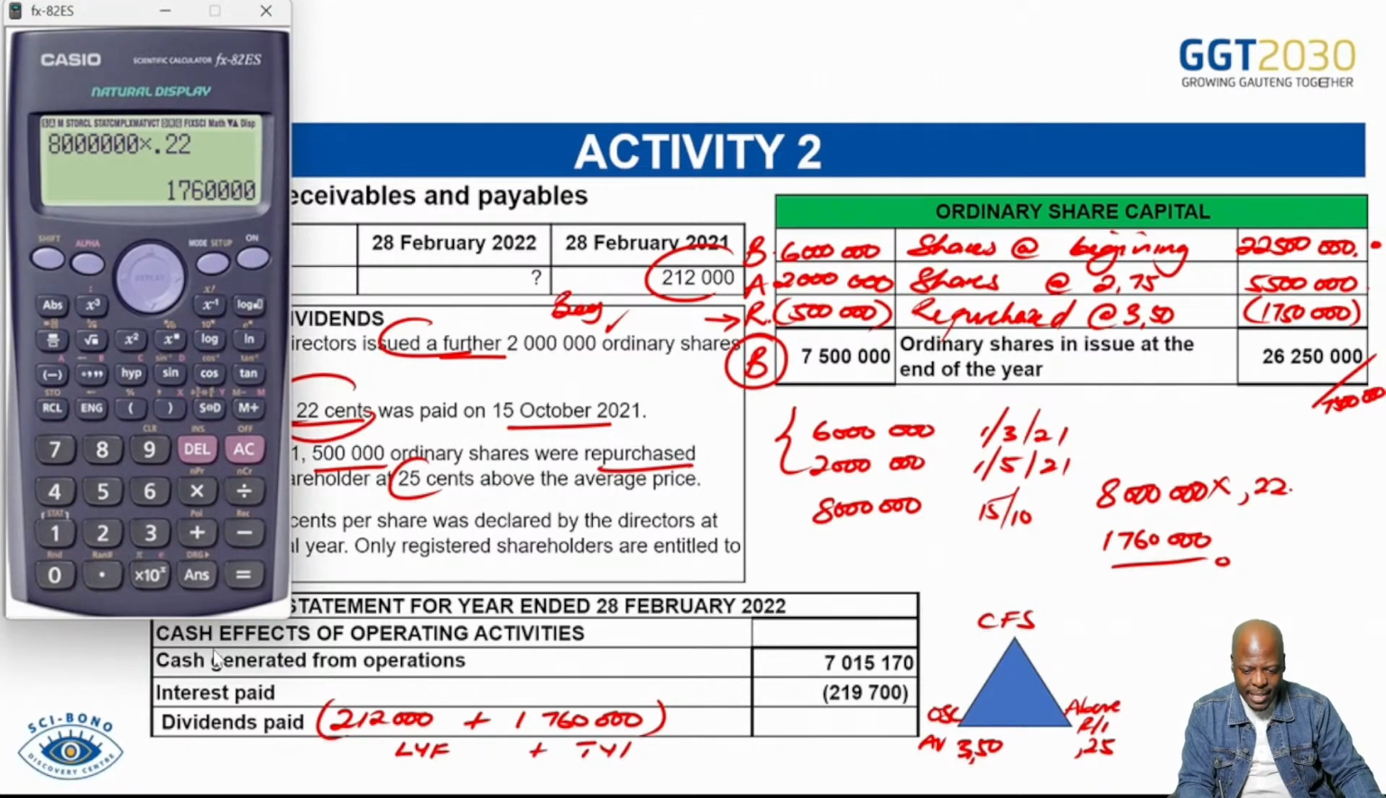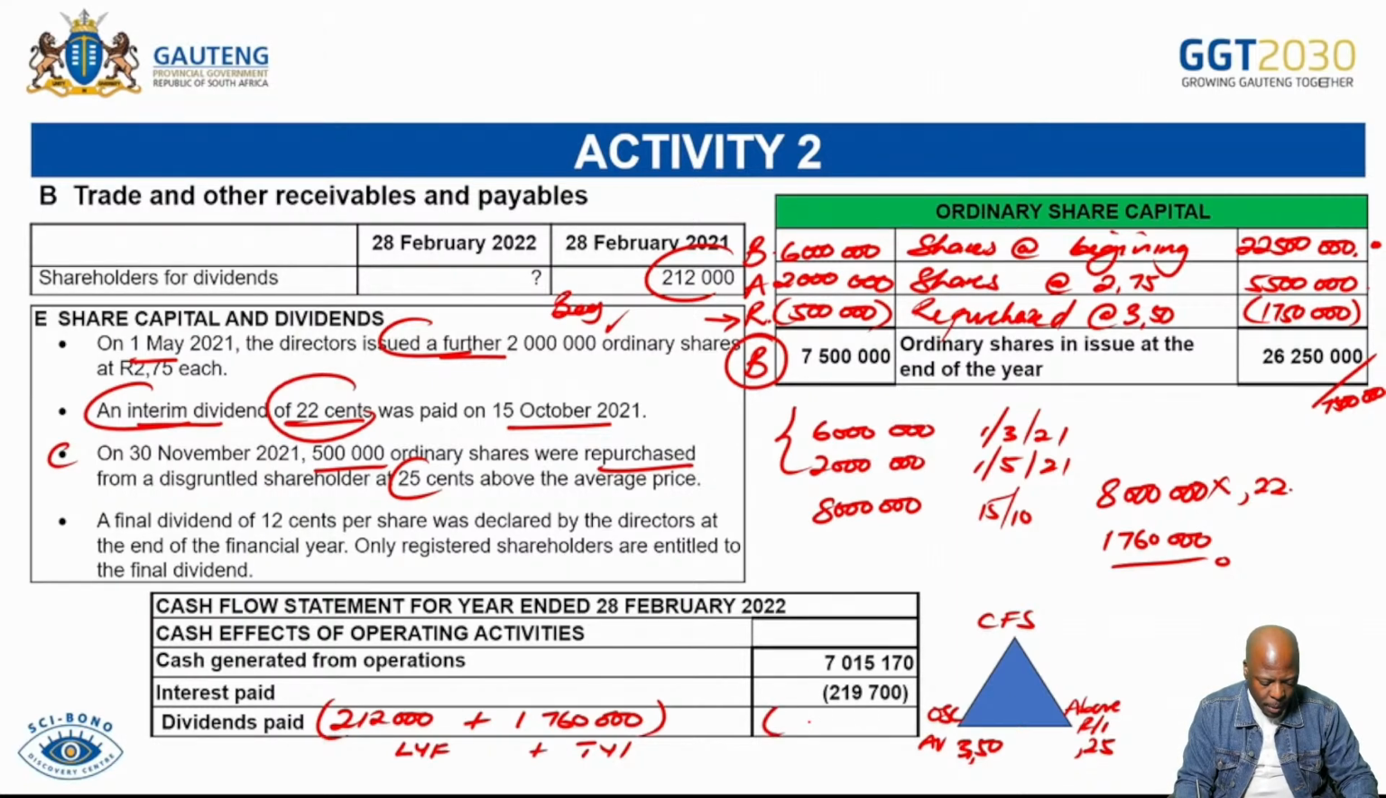So I have my 1,760,000 plus 212,000. That is going to give me 1,972,000. That is my dividends paid. This one is simple. You just have to know your information. So your information that has to do with shares is related to your dividends.